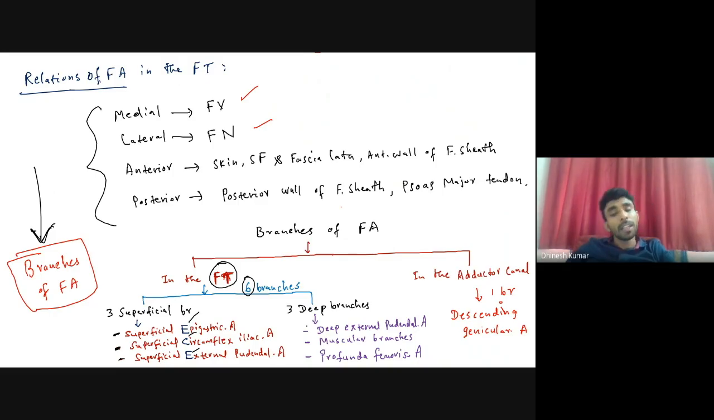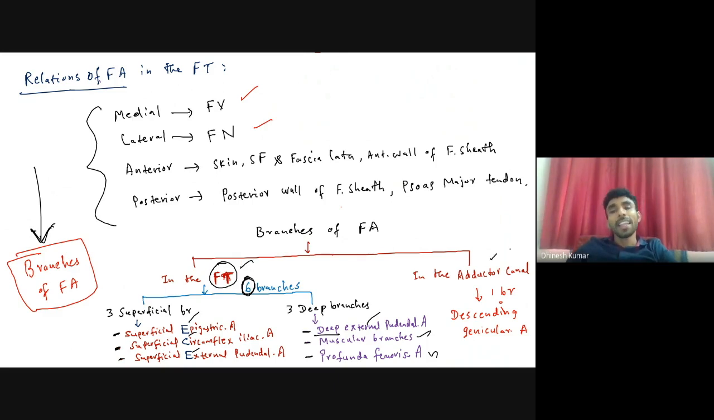What are the 3 deep branches? Yes, one branch corresponds to one of the superficial branches, that is deep external pudendal artery, okay. The other 2 deep branches are muscular branches and profunda femoris, okay. So try to remember the various branches of the femoral artery, 3 superficial and 3 deep branches in the femoral triangle.